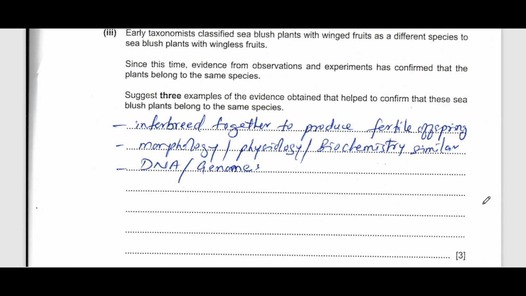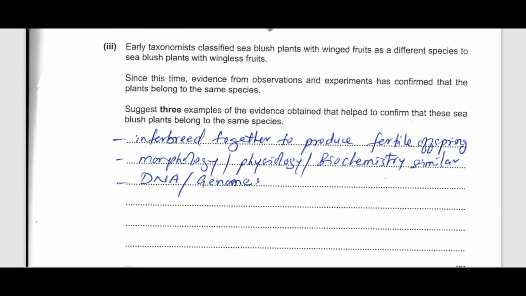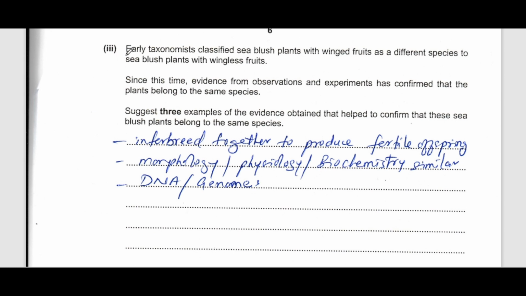Number 3. Okay. So number 3 part says early taxonomists. And who are the taxonomists? Taxonomists who classify the living organisms into hierarchical classification or making different classes, we call them taxonomists.